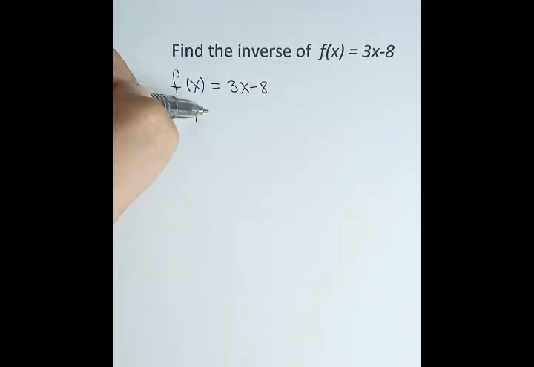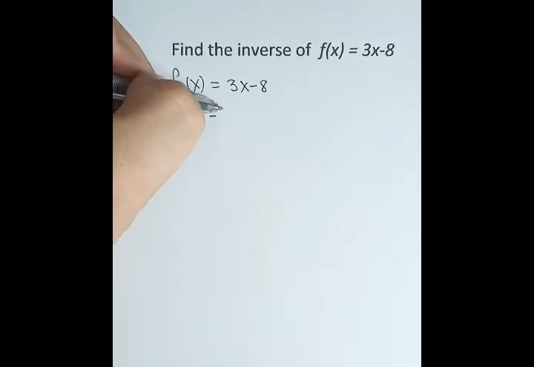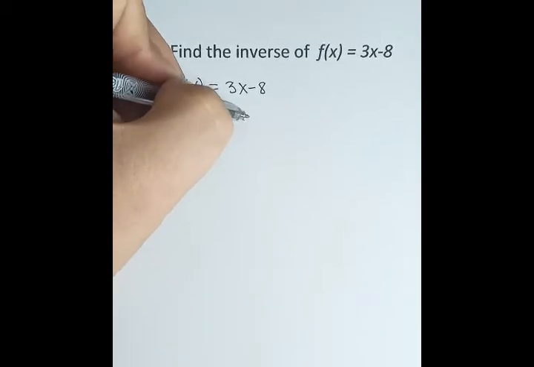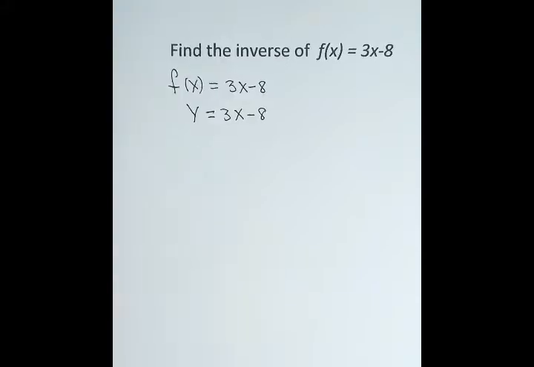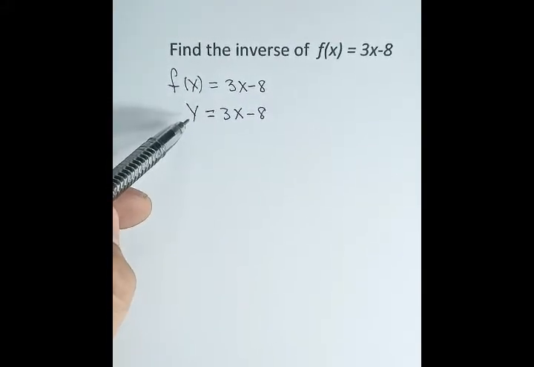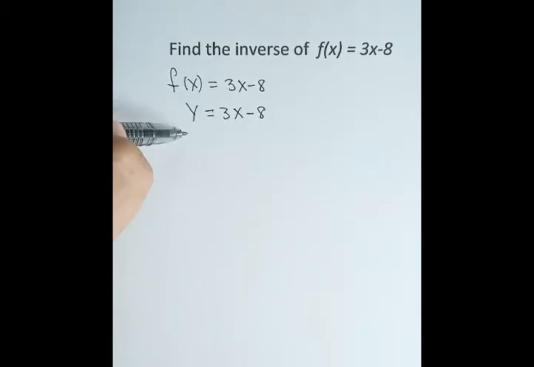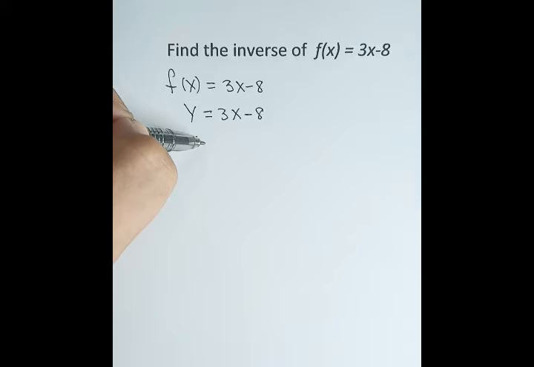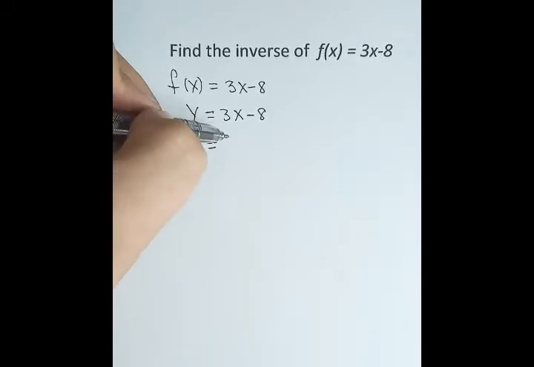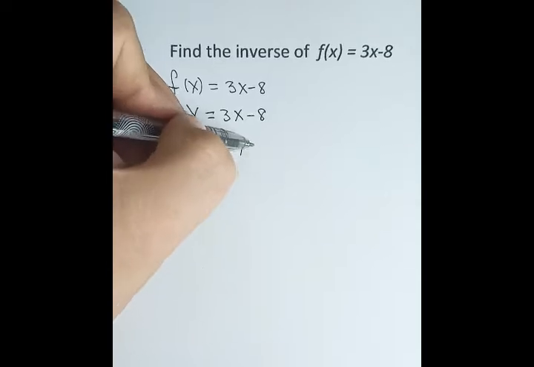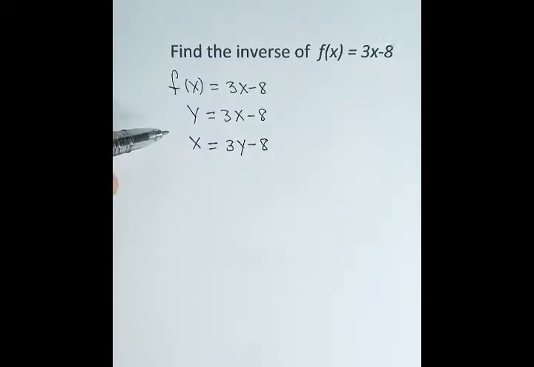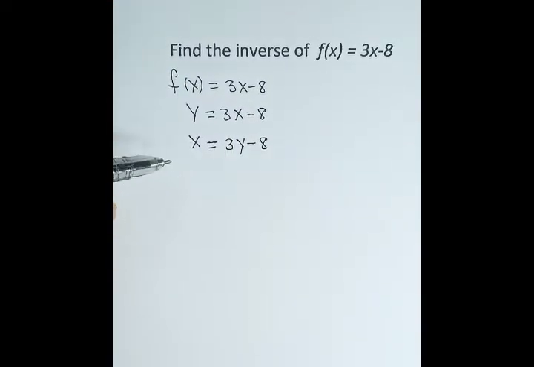So y equals 3x minus 8. And then we swap the places of y and x. So instead of y, it becomes x. Then we have 3 instead of x, y. So 3y minus 8. And then we will solve for y.